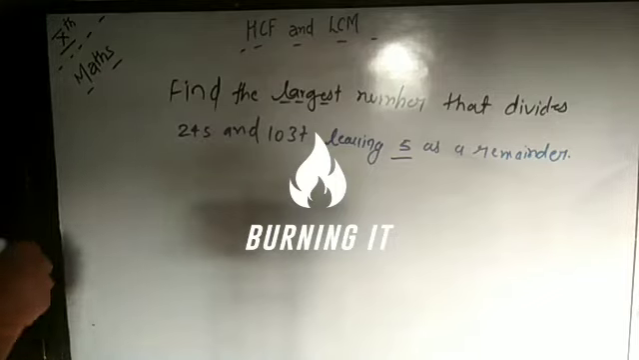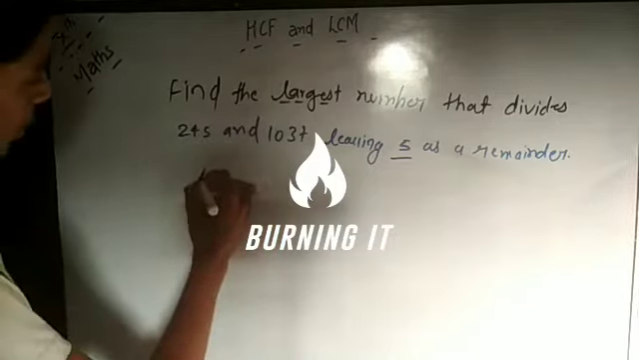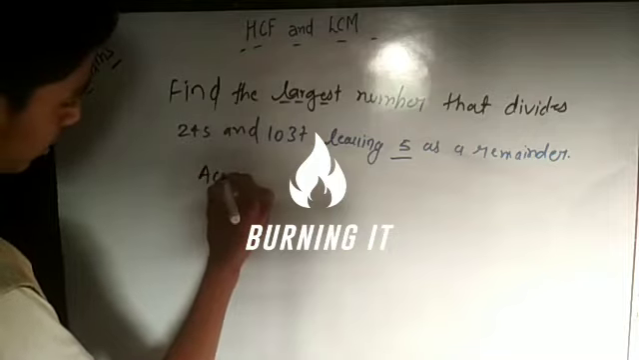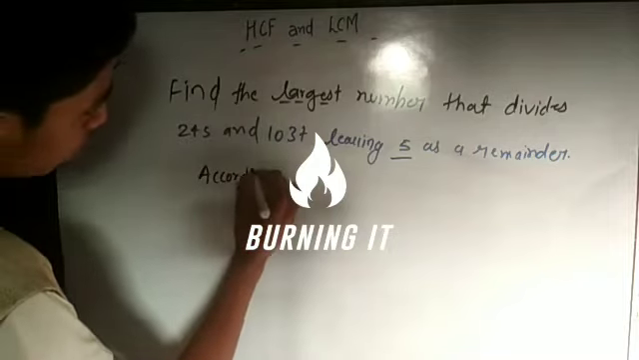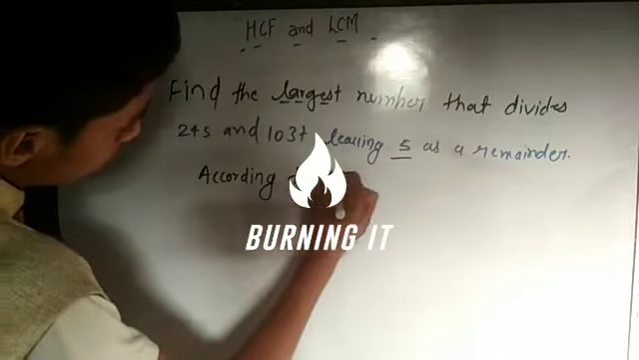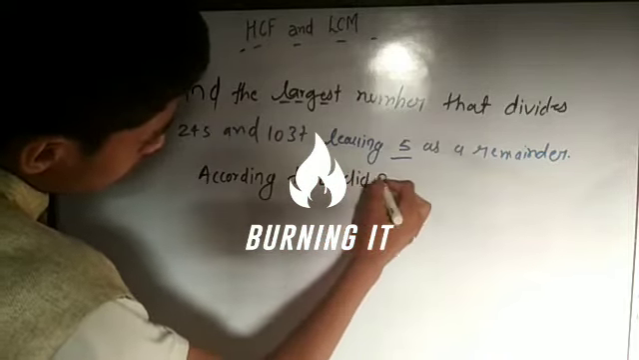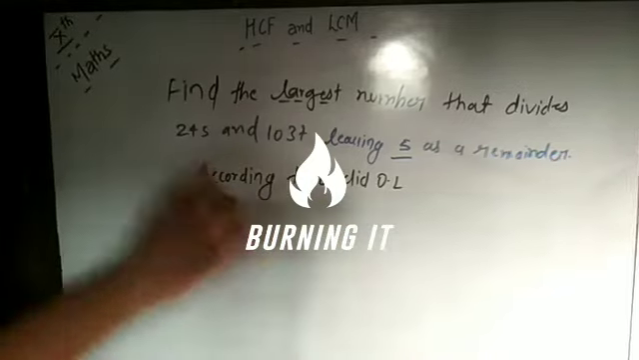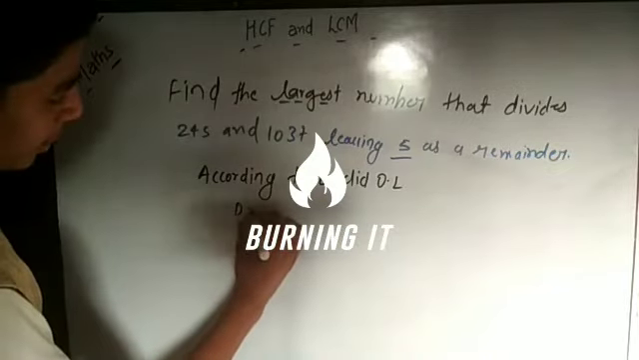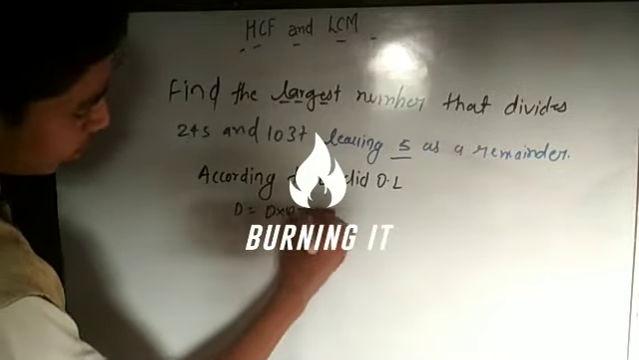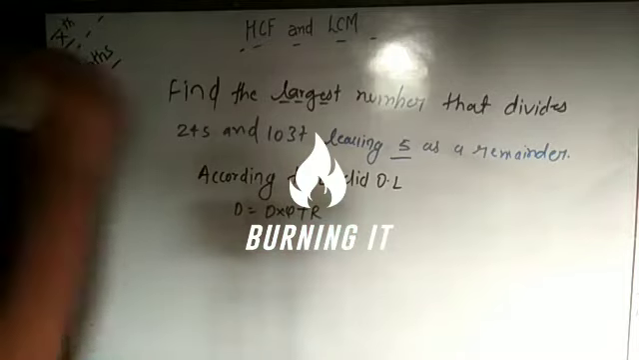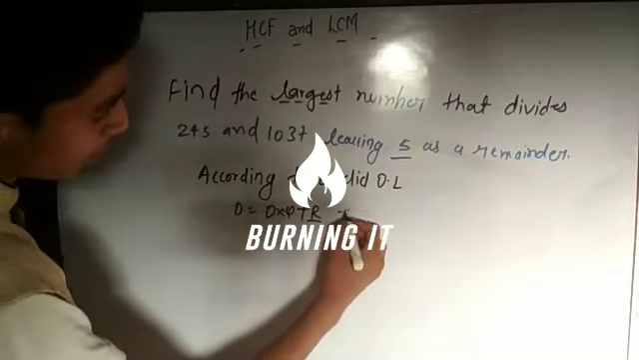Now look here, as we all knew, according to Euclid division lemma, dividend equals divisor into quotient plus remainder. Now look here, as the remainder is 5 over here.